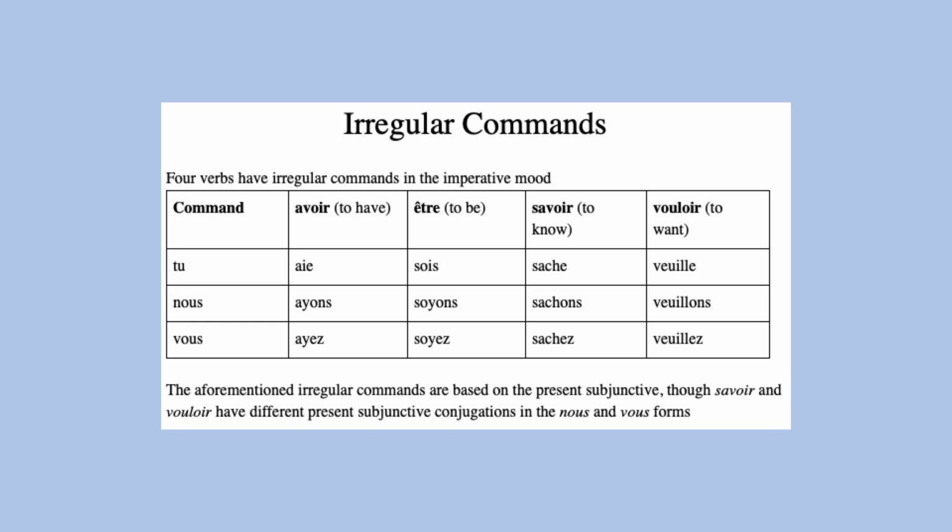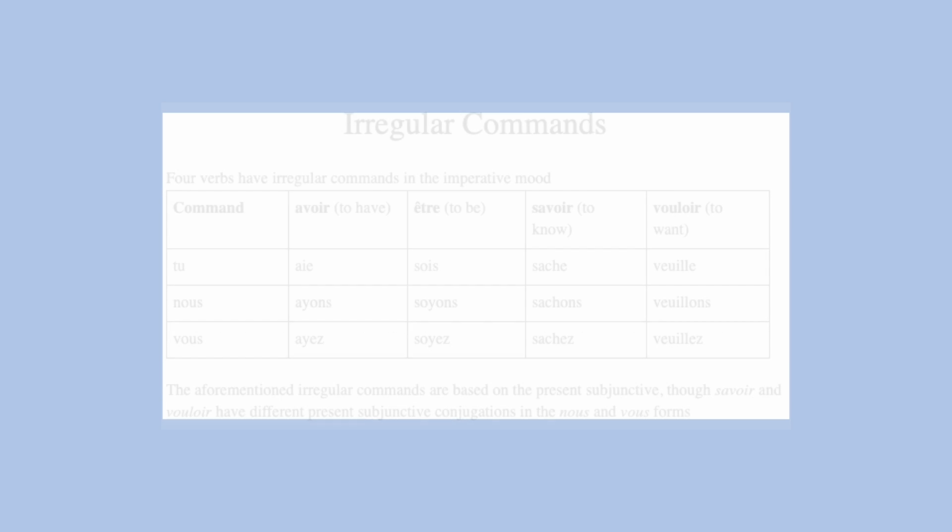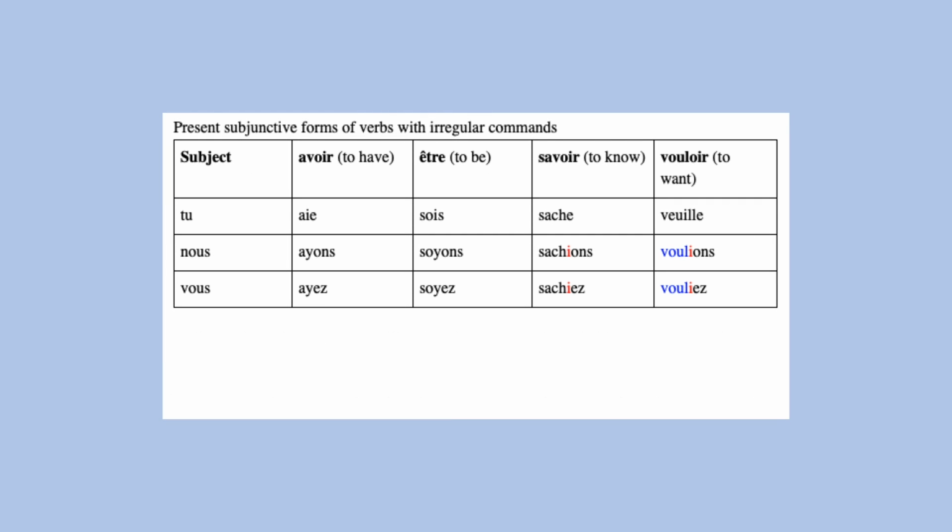Now these irregular commands, the majority of them are based on the present subjunctive, but savoir and vouloir have different present subjunctive conjugations in the nous and vous form compared to their commands. When looking at the present subjunctive, you'll notice that under the nous and vous forms, savoir and vouloir have slightly different conjugations compared to their command forms.